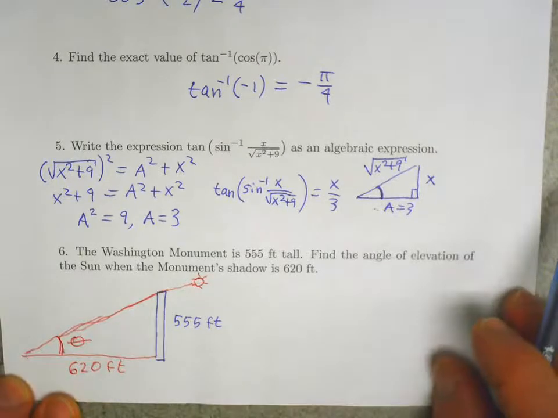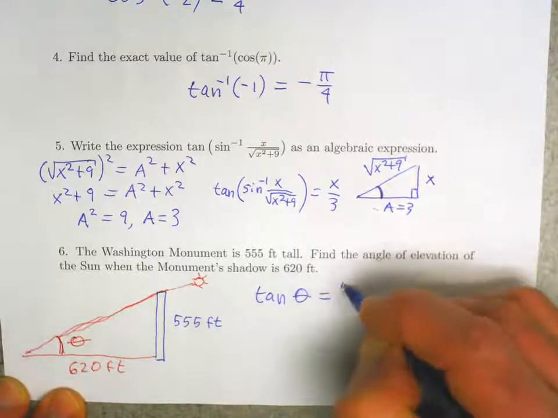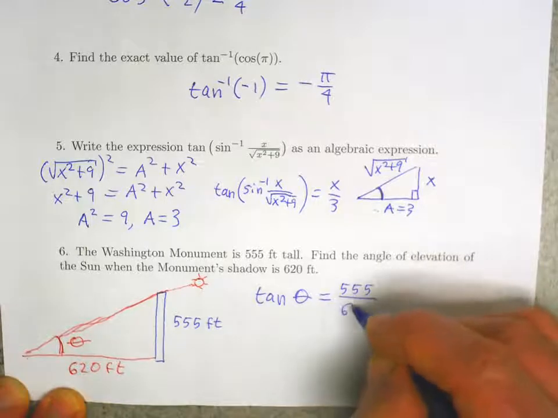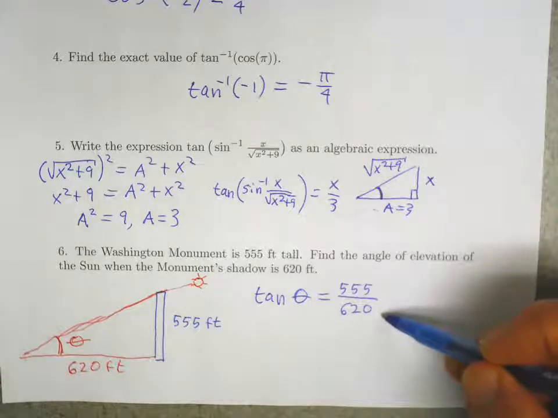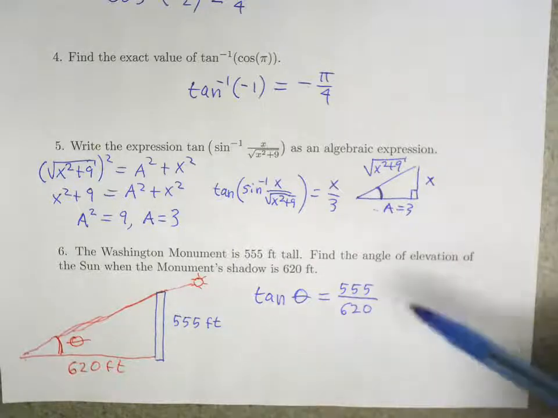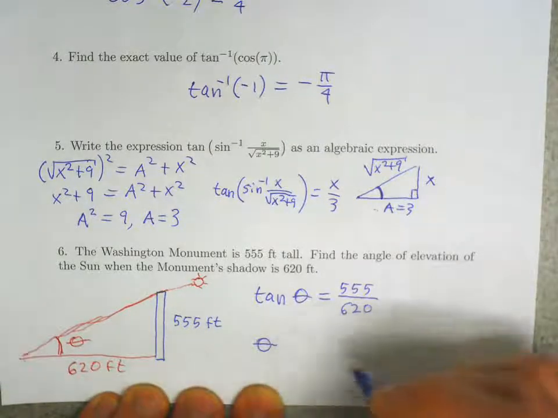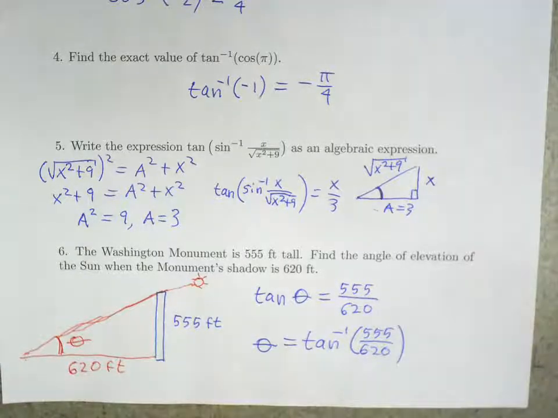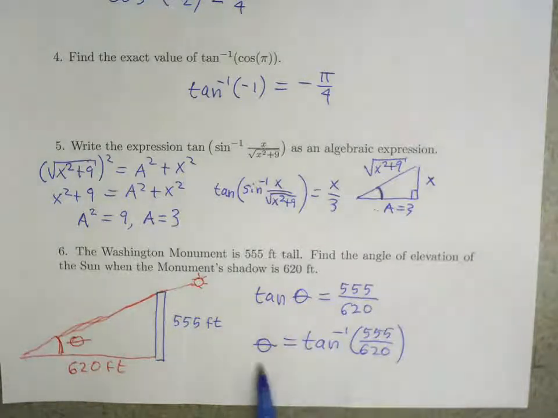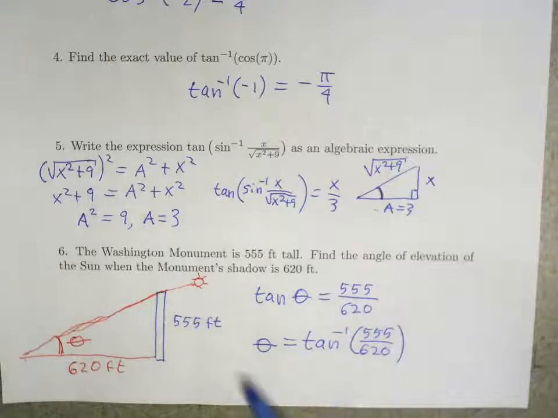Well, it looks like the easiest thing to do is to first write the tangent of theta is 555 divided by 620. Notice we don't need the units because the feet units from the numerator and the feet units from the denominator cancel each other out. So tangent of theta is just a number. And then we say theta is equal to the inverse tangent of that number, 555 over 620. Okay, so for our purposes, this is the answer. Don't bother writing the fraction in lower terms. Just leave it in that form.